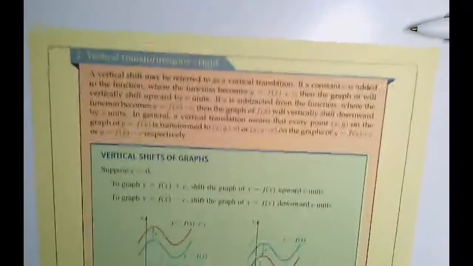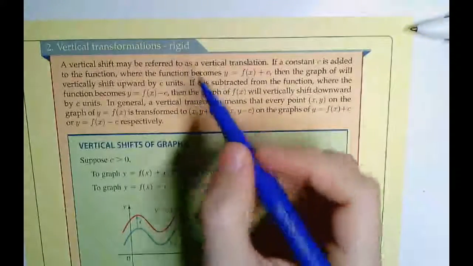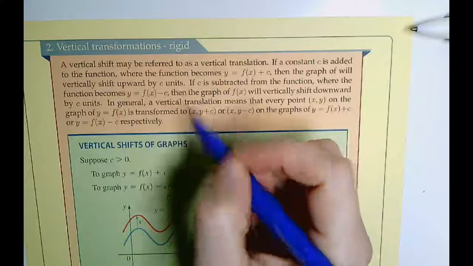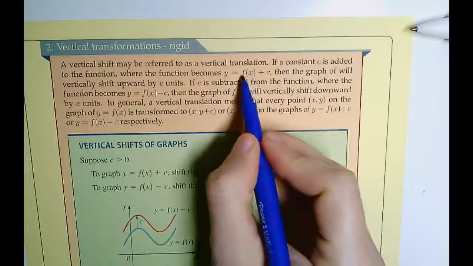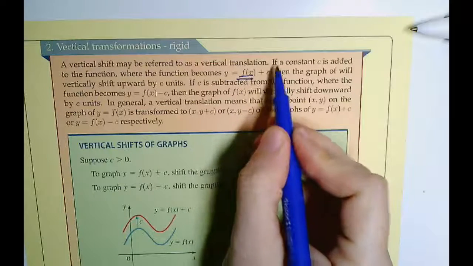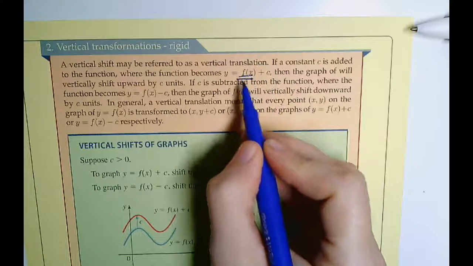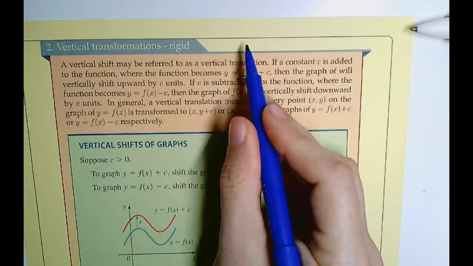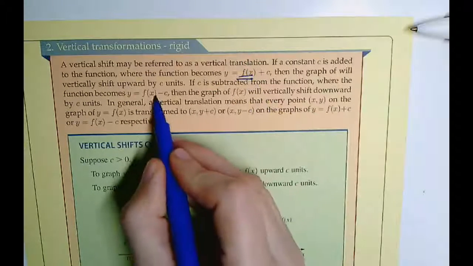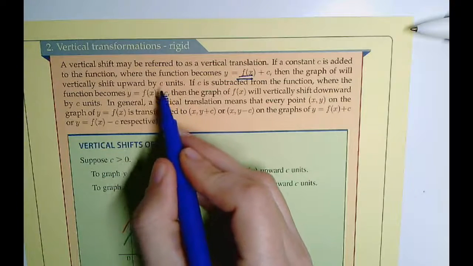All right, so the first transformation that we're going to look at is a vertical transformation, which is a rigid transformation. Vertically just means that you shift the function, you move the function up or down. So if you have the graph of a function f of x, and you add a constant, where c is just a constant, then you obtain another function, which is just f of x moved up that many units. If you subtract a constant, so if you subtract a number, it means you're taking the graph of f of x and you're moving it down that many units.